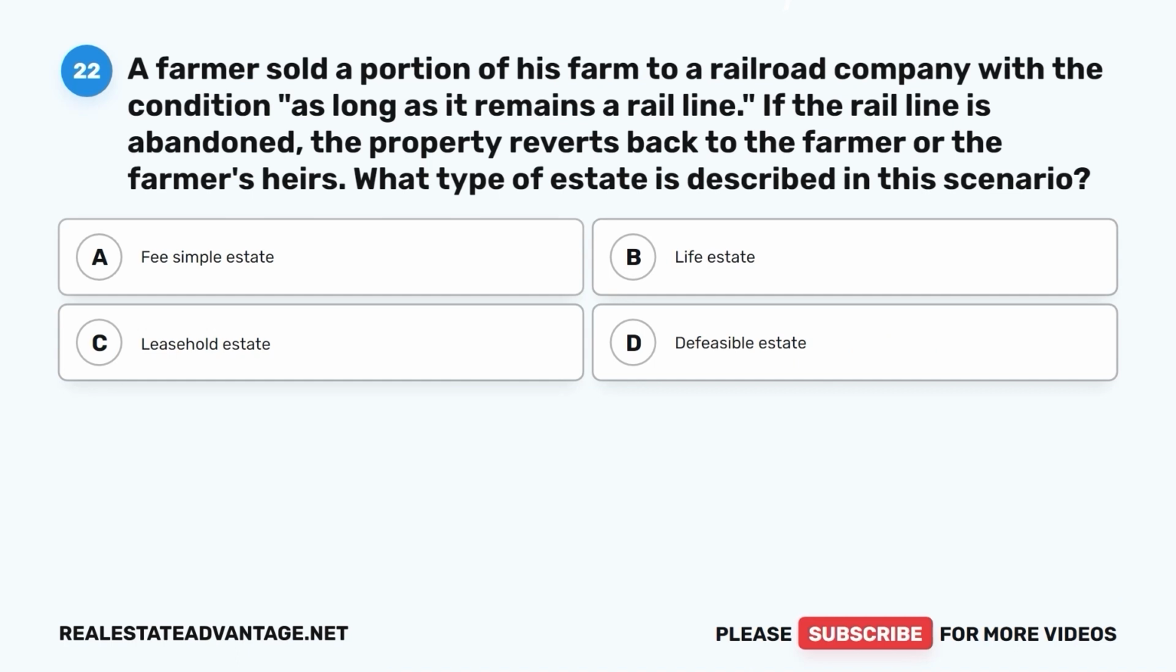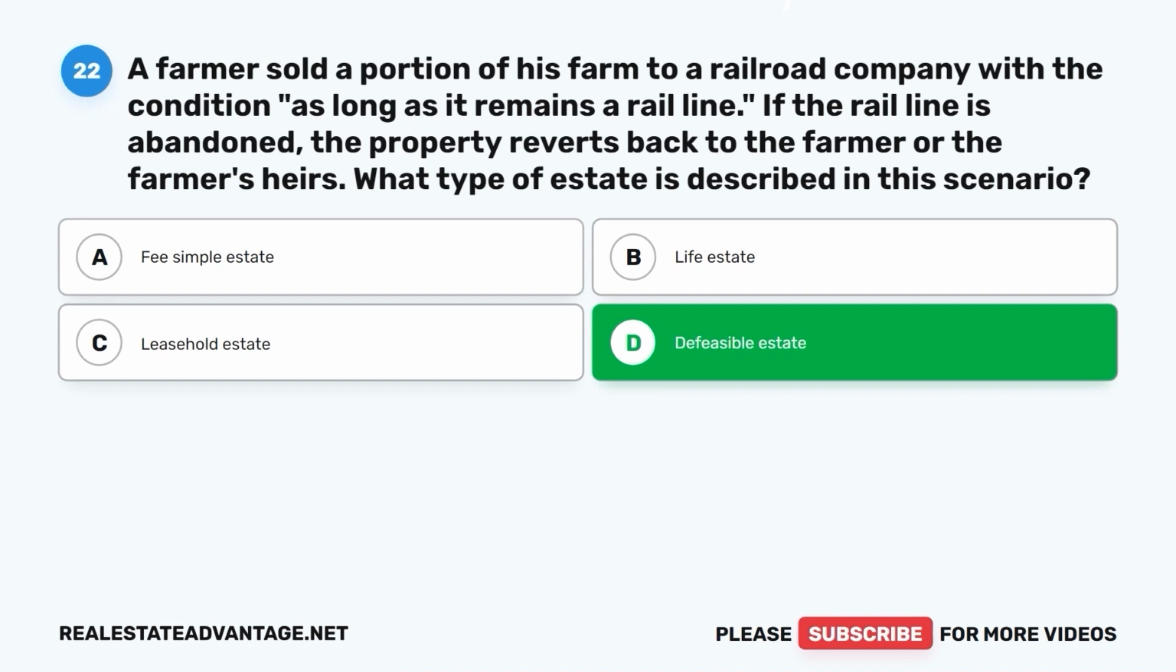Question 22. A farmer sold a portion of his farm to a railroad company with the condition, as long as it remains a rail line. If the rail line is abandoned, the property reverts back to the farmer or the farmer's heirs. What type of estate is described in this scenario? A. Fee simple estate. B. Life estate. C. Leasehold estate. D. Defeasible estate. The correct answer is D.